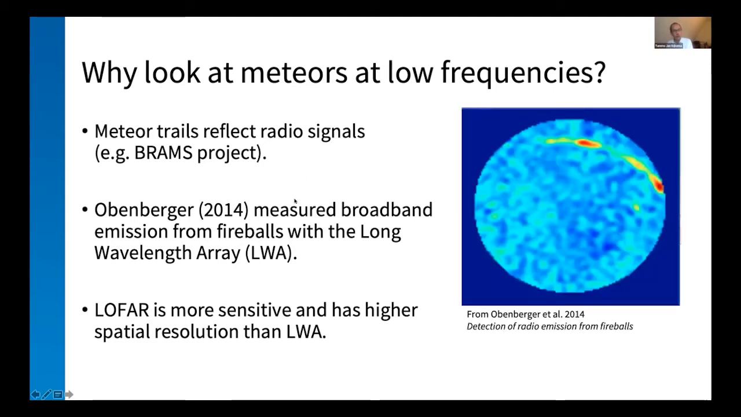But also in 2014, another low frequency telescope, the LWA, reported broadband emission from meteors. And here's an image they made with their radio telescope. They saw this broadband emission and didn't really know what it was. And they hypothesized in a lot of papers they've published since that this may be intrinsic emission from the meteor trail, from the ionized air.